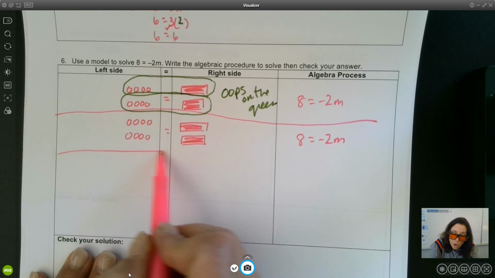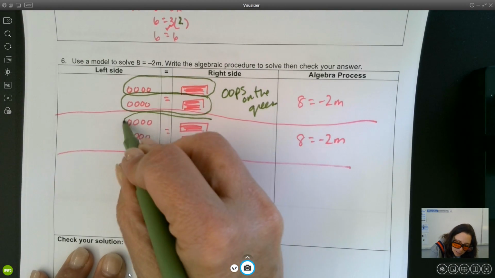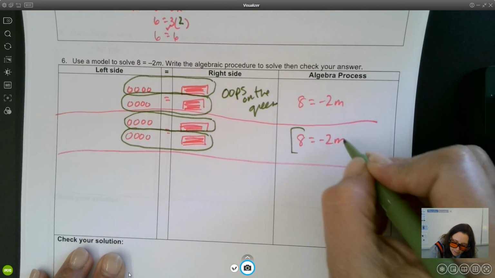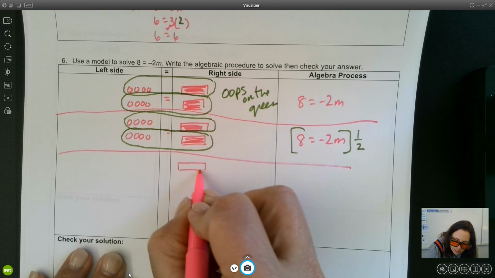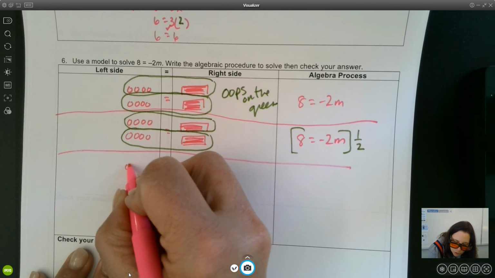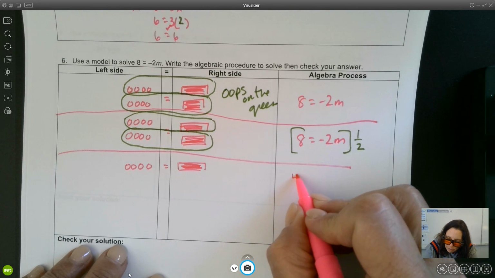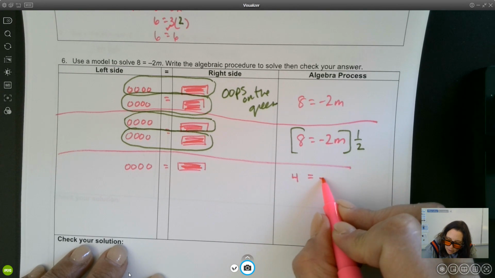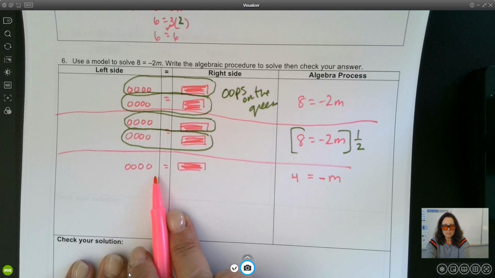Now I'm asking myself, what do I need to do to get one of these? I'm going to think about cutting this thing in half. If I cut this picture in half, wouldn't I have a negative m equal to 1, 2, 3, 4 chips? Wouldn't this be 4? Half of 8 is 4. And then half of this would be negative 1m. Isn't this exactly what this is?